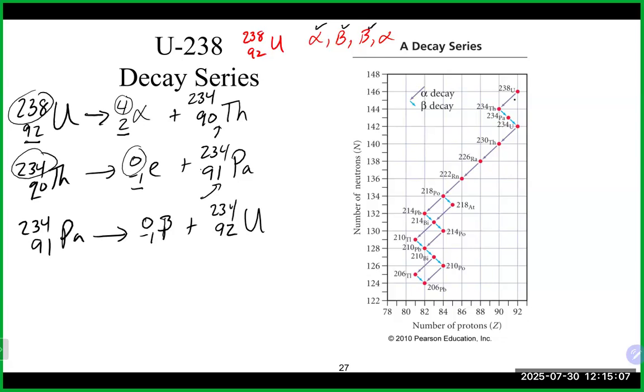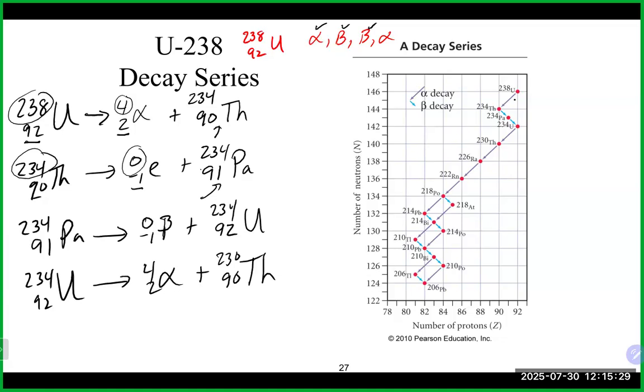And lastly, in this just short little process here, uranium 234, 92 is also going to go through an alpha decay. And 92 minus 2 is 90. Again, back to the periodic table, TH, 234 minus 4, going to need 230 there.